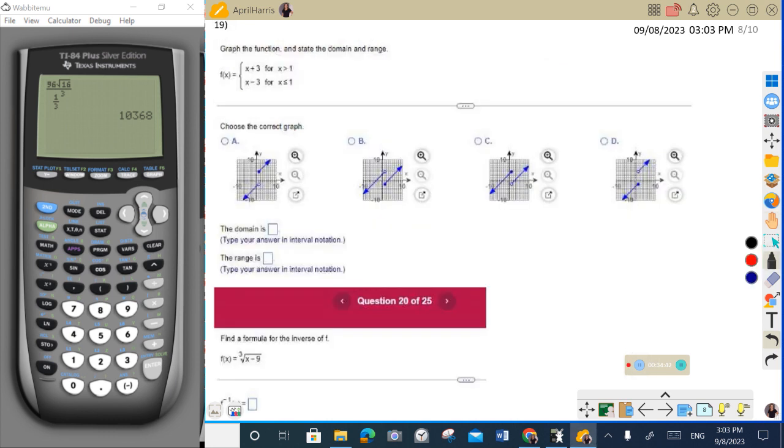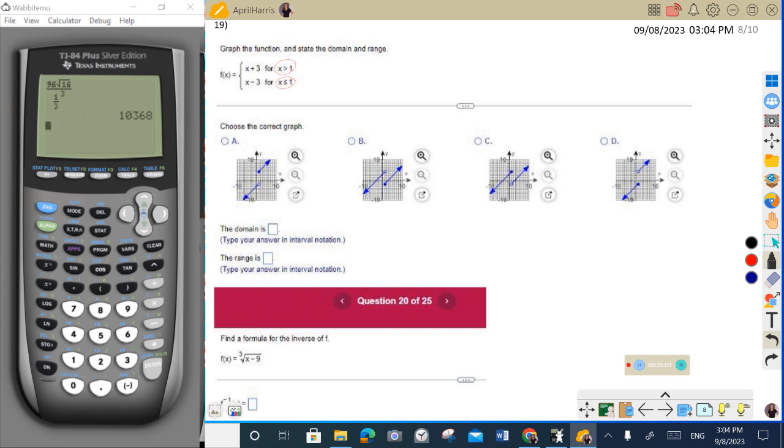Okay, number 19 is a piecewise function. I want you to graph the function, state the domain and range. The first line is y equals x plus 3. So that is the parent function, y equals x, that's been shifted up 3. The second one is y equals x minus 3, shifted down 3, but you're only going to graph the first one when x is greater than 1 and the second one when x is less than or equal to 1.